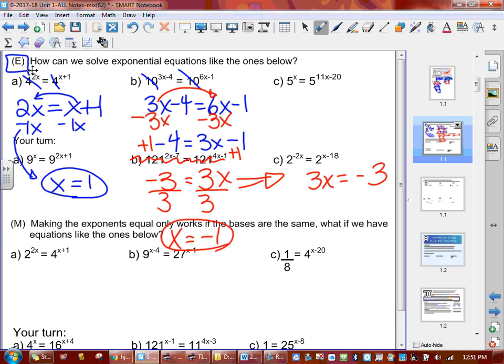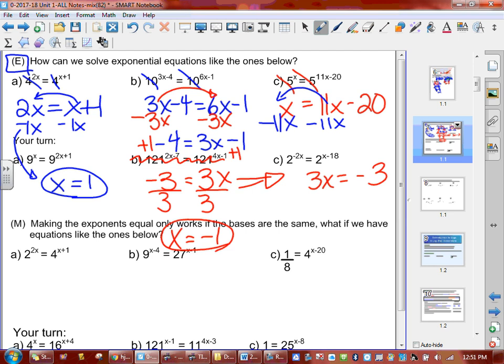Next question. Drop our 5s. X equals 11x minus 20. Well, on this one, I'm going to take the actual 11x away, because the other guy, if I take the x, there'll be nothing left over. It'll be 0 over there. So I'm going to take the 11x's to the left. So I'm going to get a negative 11x minus 11x over here. So when I add up all of these x's, I'm going to get negative 10x equals a negative 20.